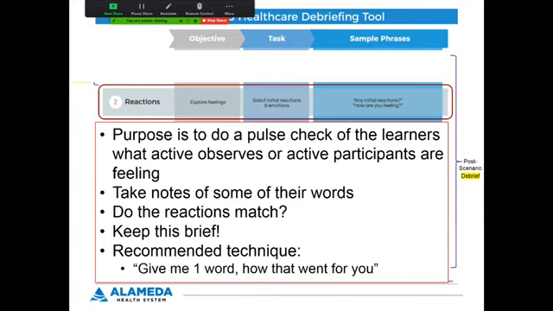And that's for both the people who participated in the simulation, and if you had people observing, those who were observing. You want to get a pulse check on everybody. And you can imagine as you get more people in the room, that's going to take longer and longer. So while this is critical, we don't want to spend a lot of time on it.